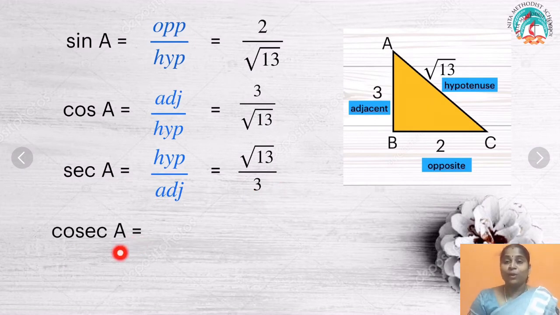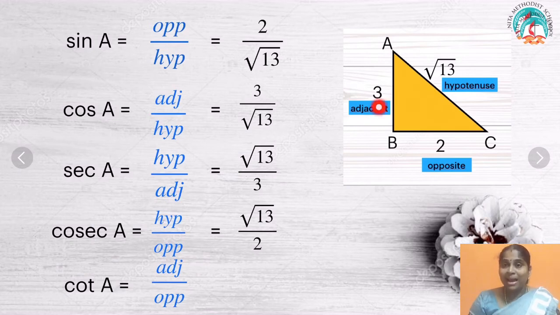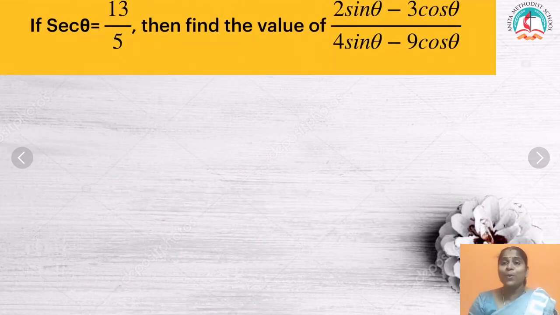Next we are going to find cosecant A. Cosecant is the reciprocal of sine. So hypotenuse by opposite. It is root 13 by 2. Next we are going to find cot A. Cot is the reciprocal of tan. So now how to write this? Yes, adjacent by opposite. What is the value of adjacent? 3 and opposite is 2. It is 3 by 2. Yes. So next we are going to look at one more problem here.